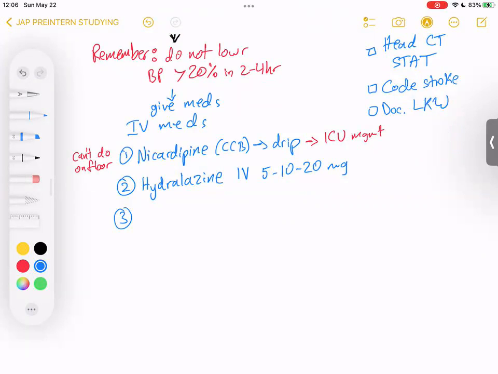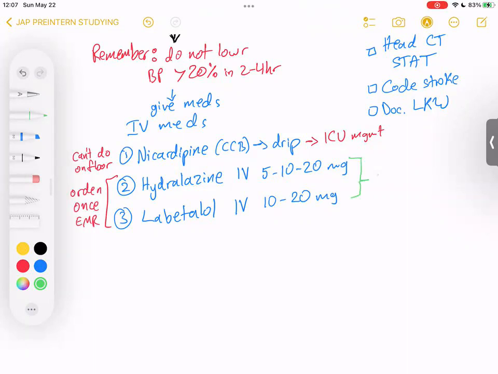Labetalol, perfect, labetalol, okay? Yes. So labetalol IV is another option, and this is given as either 10 or 20 milligrams, okay? The important part for you to know is you're going to order these medications to be given once, in the EMR, your electronic medical records. And the other thing to know about these medications, you really want to give them slowly, okay? Why am I saying this?